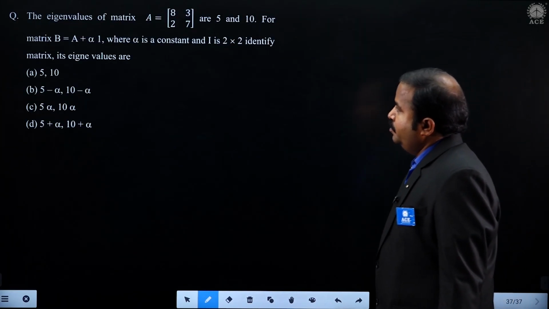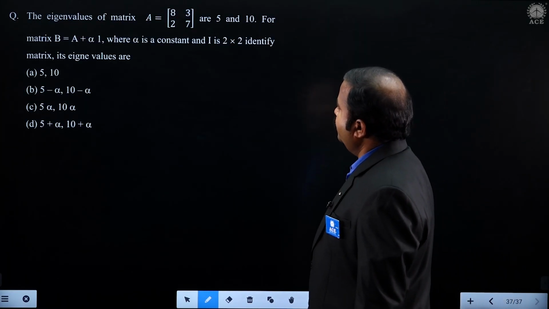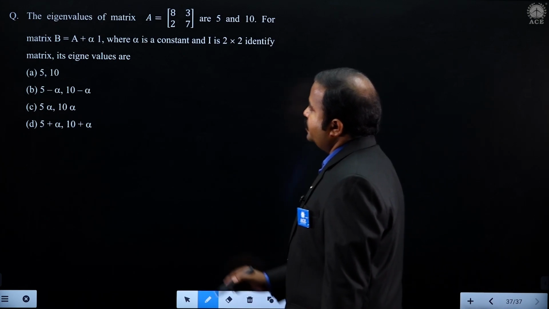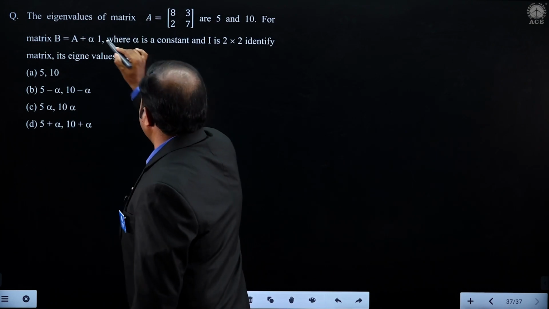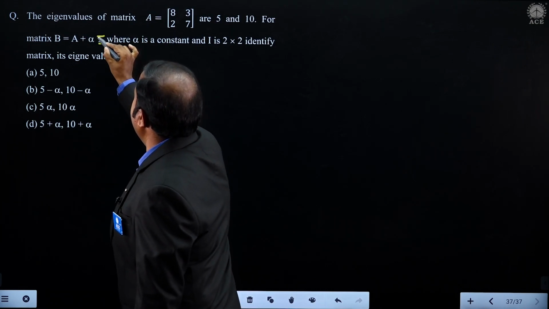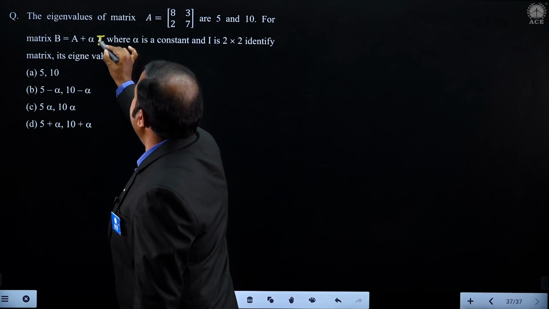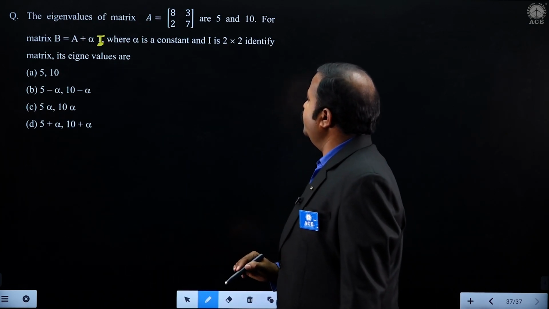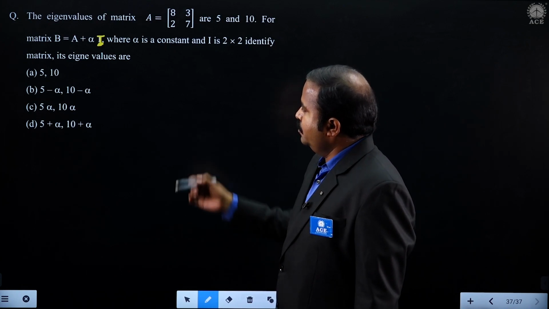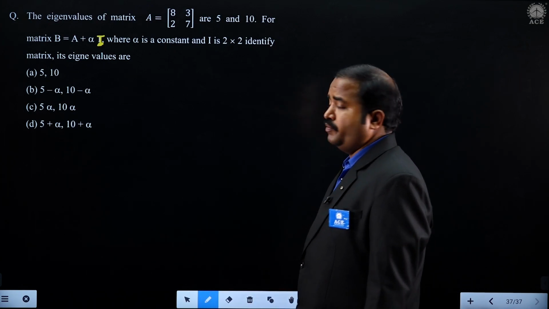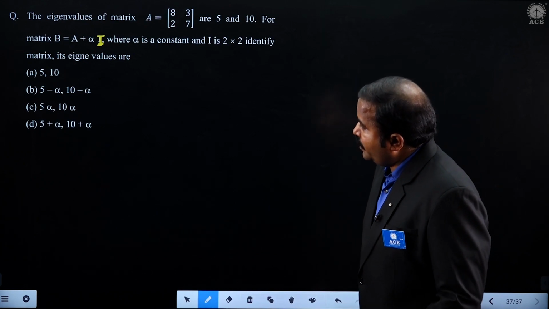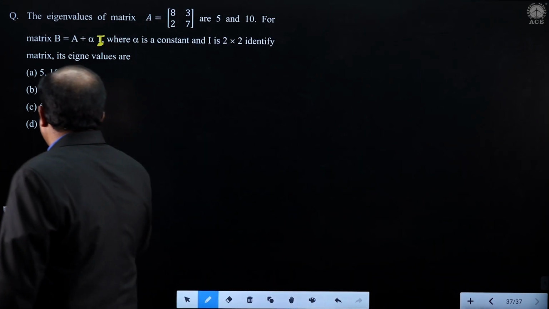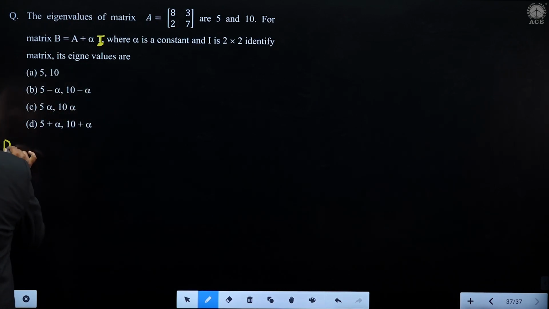The eigenvalues of the matrix A equal to [8, 3; 2, 7] are 5 and 10. For the matrix B equal to A plus alpha I, where I is the identity matrix, alpha is a constant and I is the 2 by 2 matrix, its eigenvalues are: 5, 10; 5 minus alpha, 10 minus alpha; 5 alpha, 10 alpha; or 5 plus alpha, 10 plus alpha, right? We have a property or result.